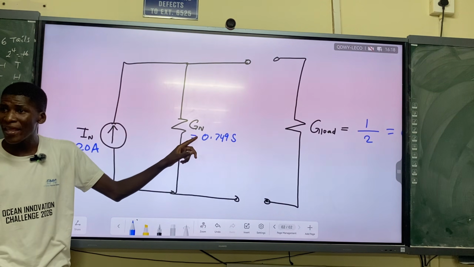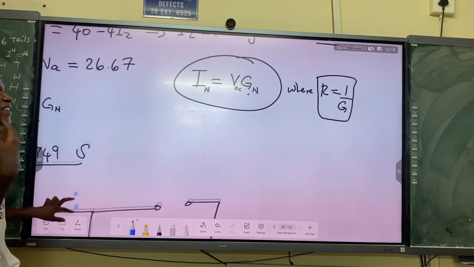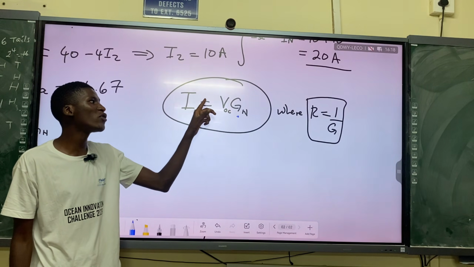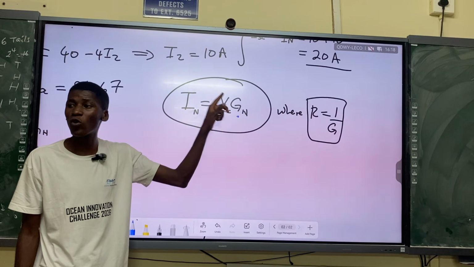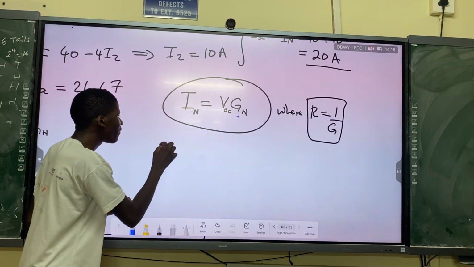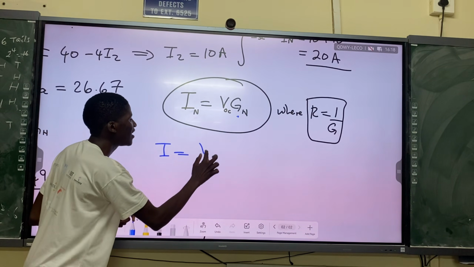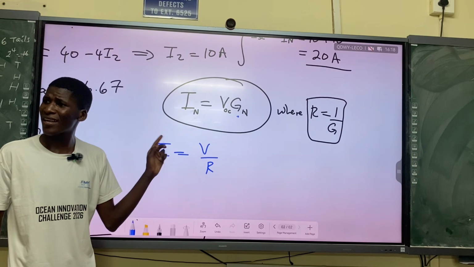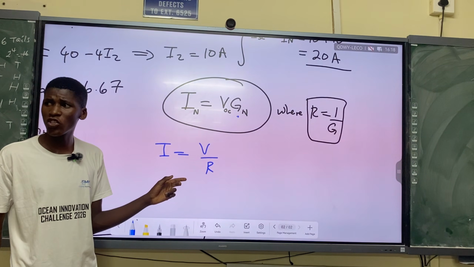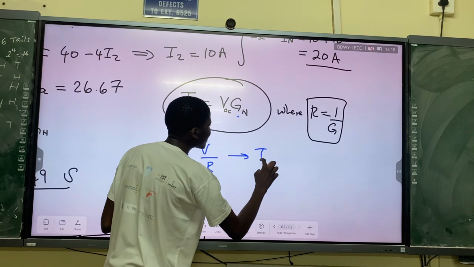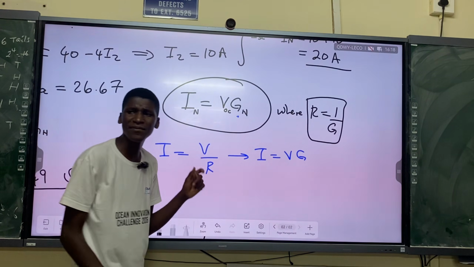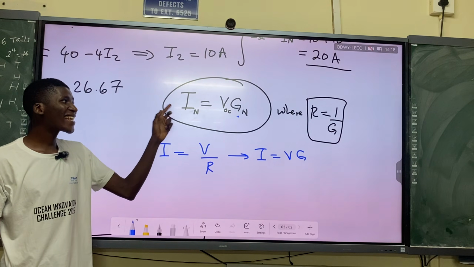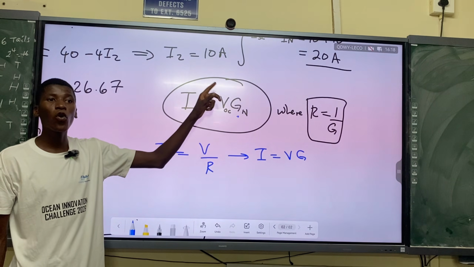We use the conductance version of Ohm's law here. Ohm's law conductance version: current is equal to voltage times conductance. I'm sure we know that I is equal to V over R. This is Ohm's law using the resistance version. But we know 1 over R is equal to G. So we can say that I is equal to V times G, which we did when we were introducing our network theorems. So a current is equal to the voltage times the conductance.